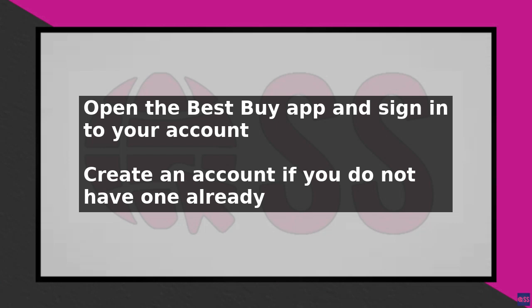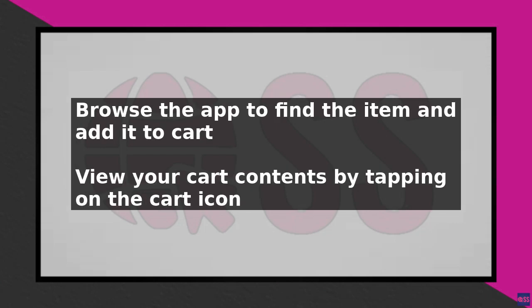to register. Once you are signed in, browse the app to find the item you want to purchase and add it to your cart. After adding the item to your cart, tap on the cart icon to view your cart contents. On the cart page, you will see a summary of the items in your cart along with the subtotal.